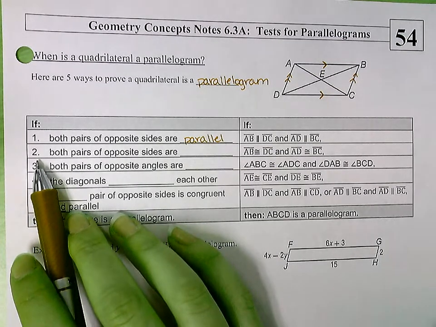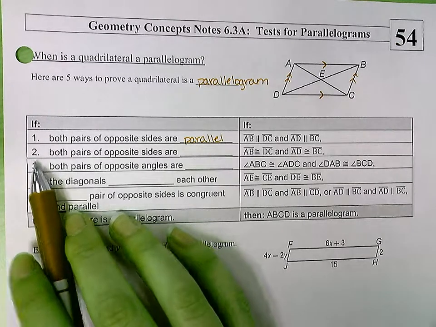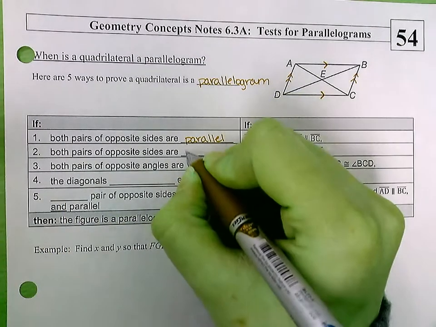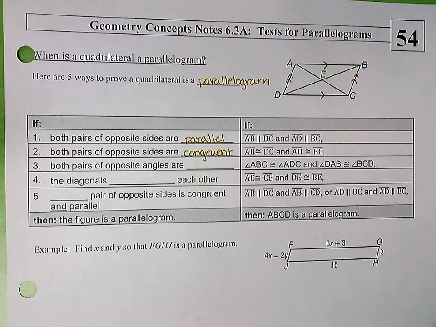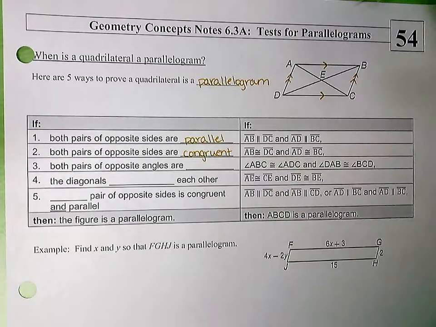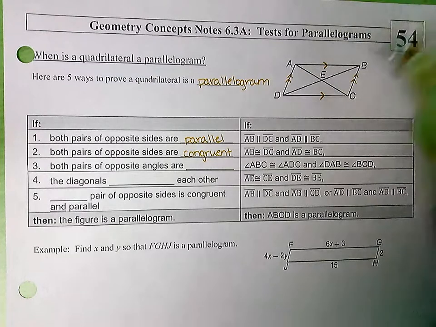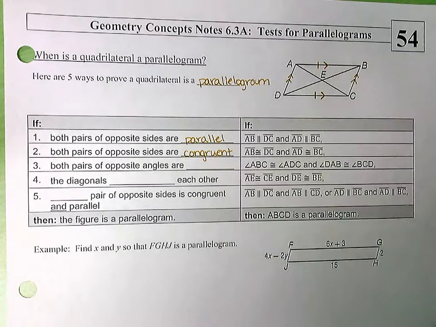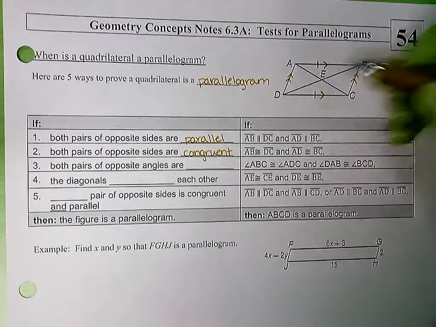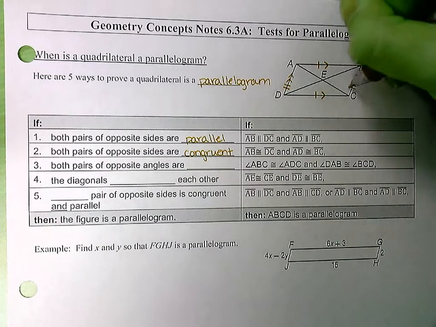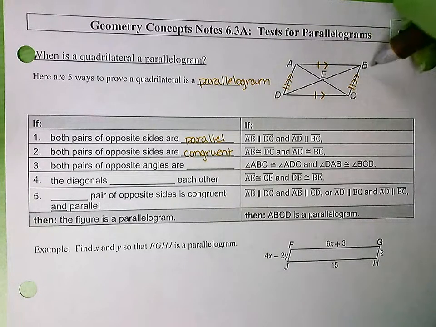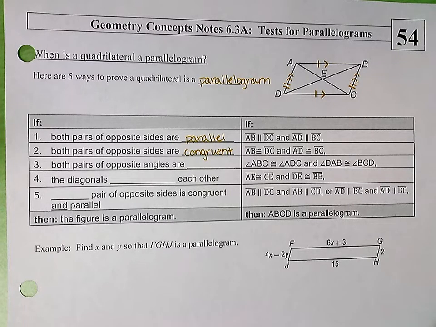So, second one, if both pairs of opposite sides are congruent. Or they're equal to each other. So in this case, if I had AB congruent to DC, so if I had that dash mark in there, and I had AD, so this side, congruent to this side. So AD congruent to BC. So both sets of your opposite sides have to be congruent. Then you could say it was a parallelogram.